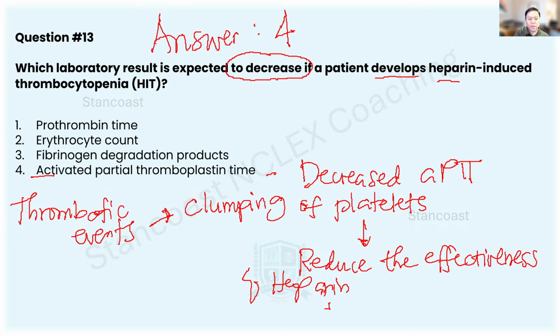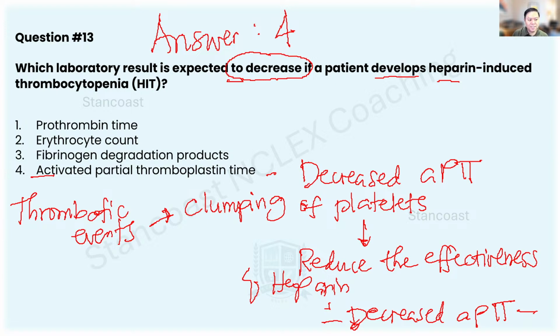So here what you're going to see is a decreased APTT. Okay. It's no longer effective. And so the APTT level is going to be decreased this time. This is what we were looking for.